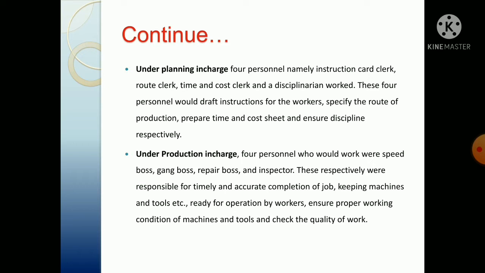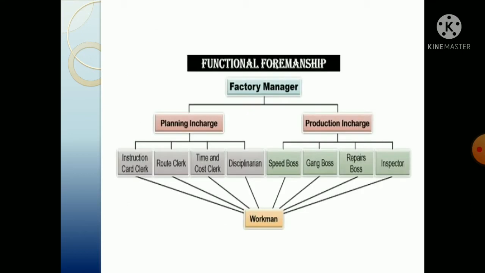This total explanation you can view in one diagram. Under the factory manager, there are 2 departments: planning in charge and production in charge. Planning in charge consists of 4 members, that is instruction card clerk, route clerk, time and cost clerk, and disciplinarian. And the production in charge consists of 4 members, that is speed boss, gang boss, repair boss, and inspector. All these 8 members will guide the one person, that is the workman.